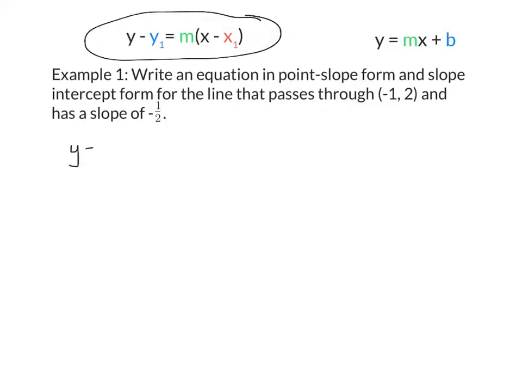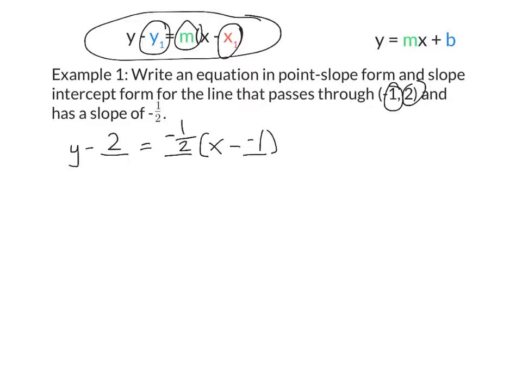y minus y1 equals m times x minus x1. Okay, and so I know that I can put these points into the point-slope form equation. So -1 is where x1 goes. So -1 will go here. So it's x minus a -1. And then 2 will go where this y1 goes. So 2 goes here. And then -1/2 goes where m is. That's my slope.